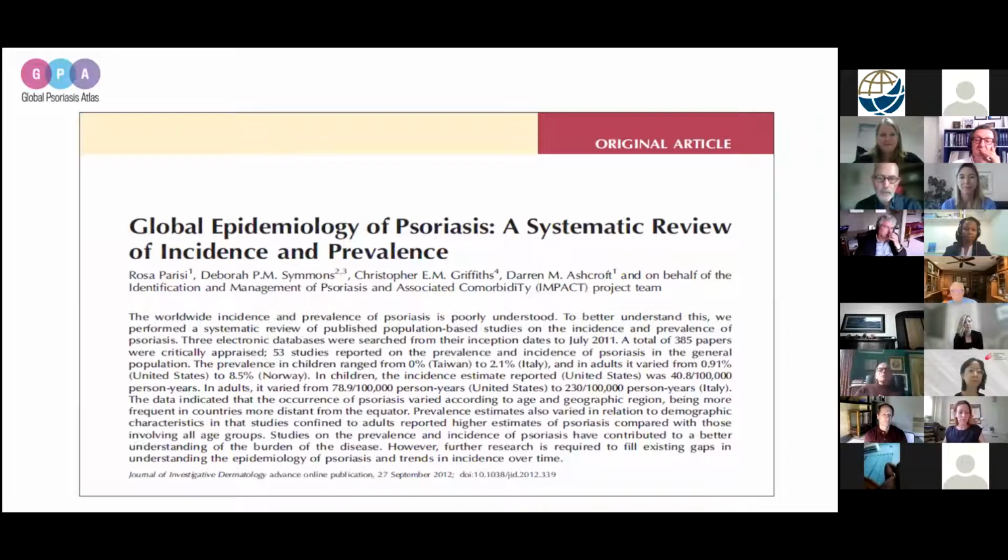So for me and for Darren Ashcroft, this started back in 2011, actually, when we performed the first systematic review of the global epidemiology of psoriasis. And a key finding from that is that there were considerable gaps in our knowledge across the world, and there was a need for a much more detailed understanding of how common psoriasis is, and also therefore what is the burden of the disease. And that was published in 2012 in the JID.